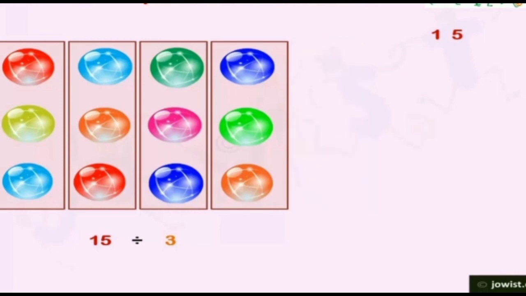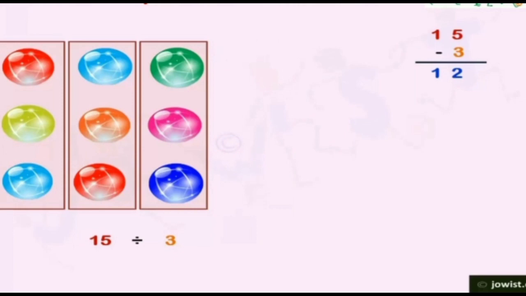How many marbles we took away? Yes, we took away 3 marbles and how many are left? We will subtract 3 from 15 and we get 12 marbles. Therefore, 12 marbles are left. Now, let's take the second group away. Again, we took 3 marbles away. Therefore, subtracting 3 from 12, we get 9 marbles. Now, we have 9 marbles left.